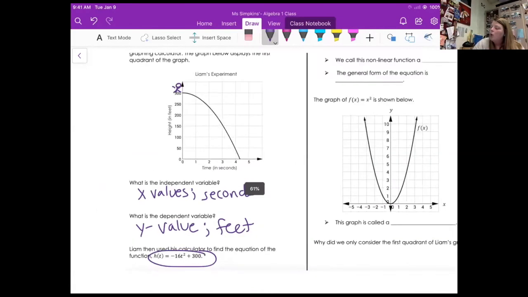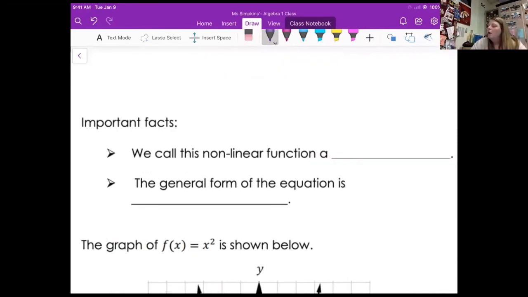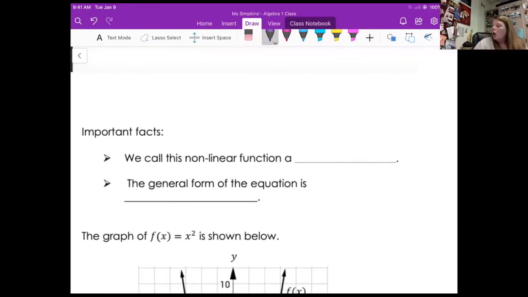So we can only talk about Liam, positive seconds, positive feet. That's why the graph is only showing this. So far, all of these curves that we've looked at have a name. They're called, what's the name, Enrique? No, the other one. Quadratic. There you go. Quadratics.